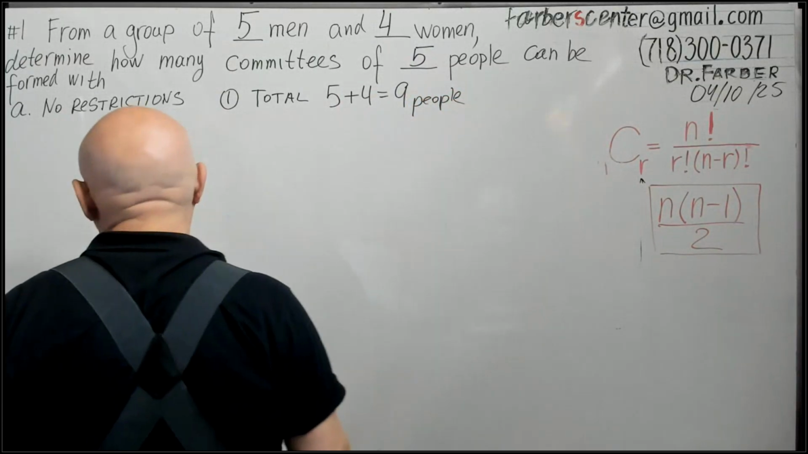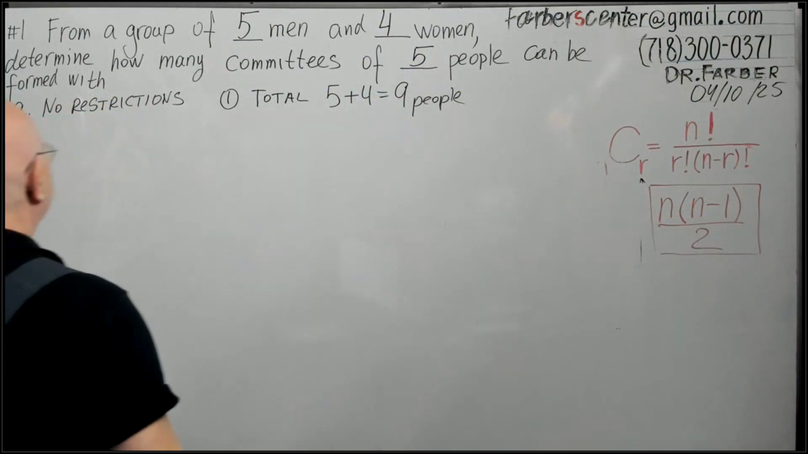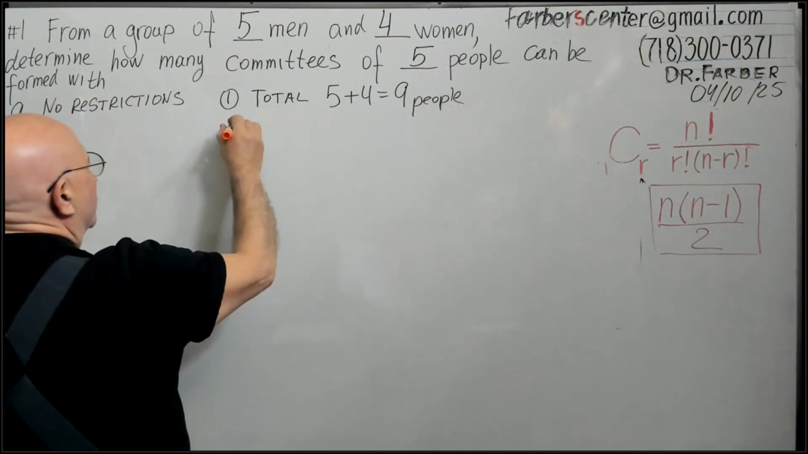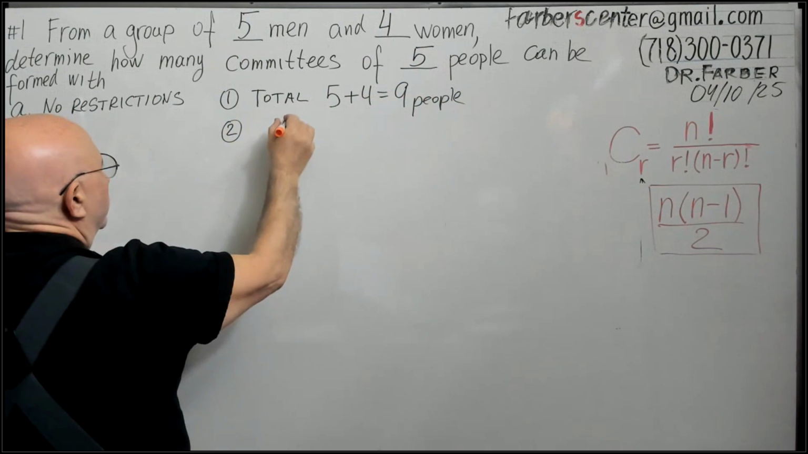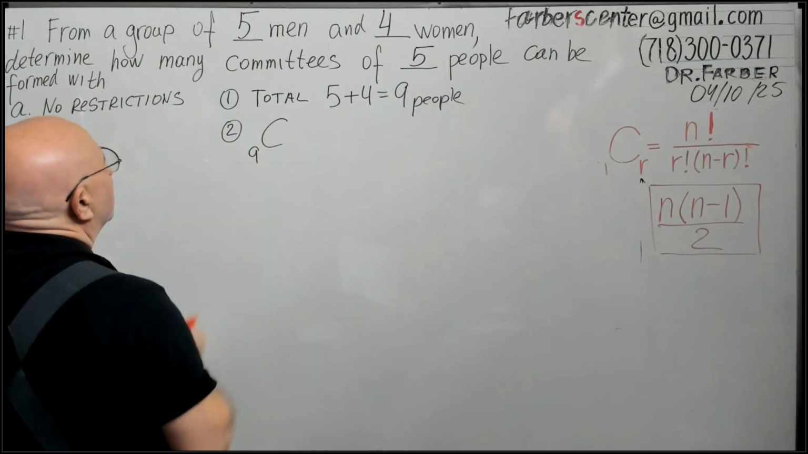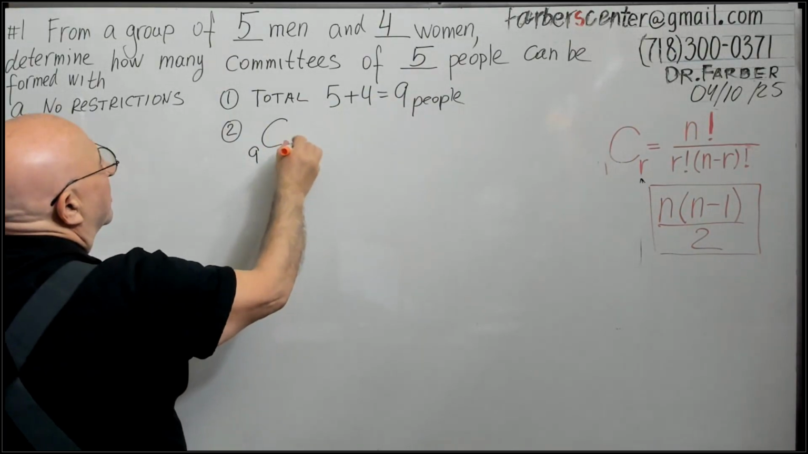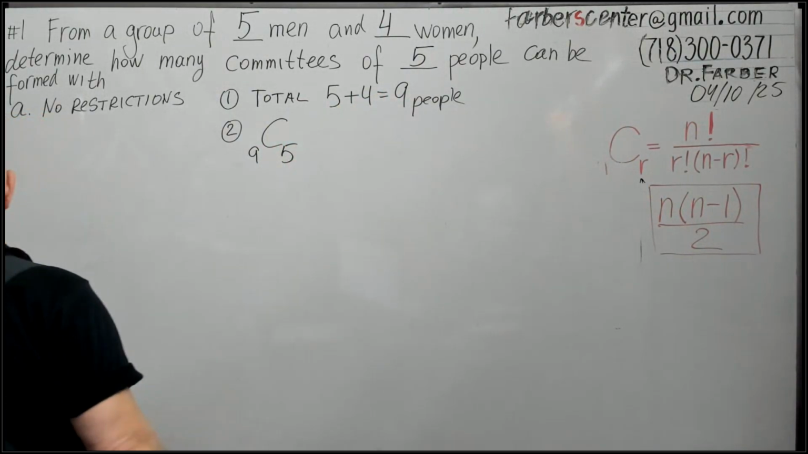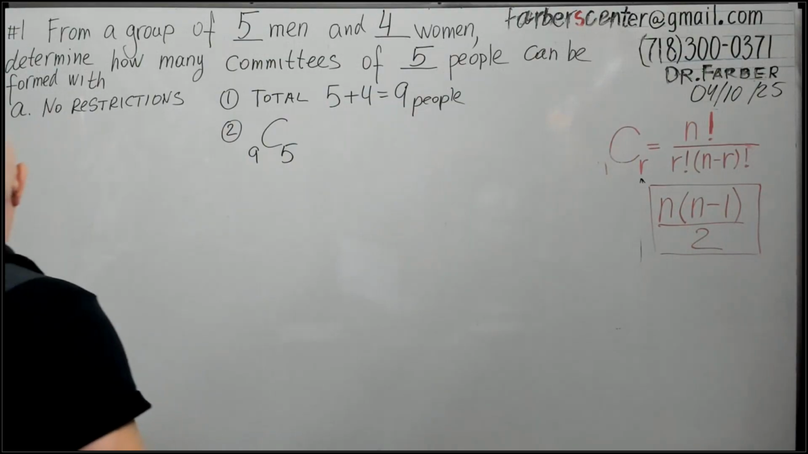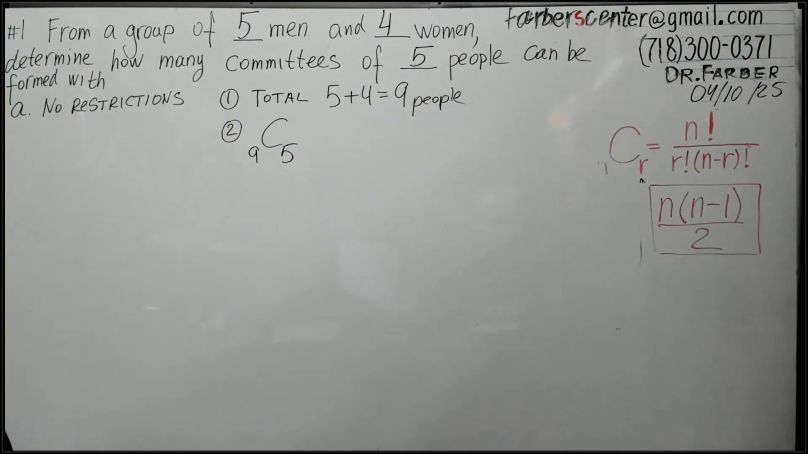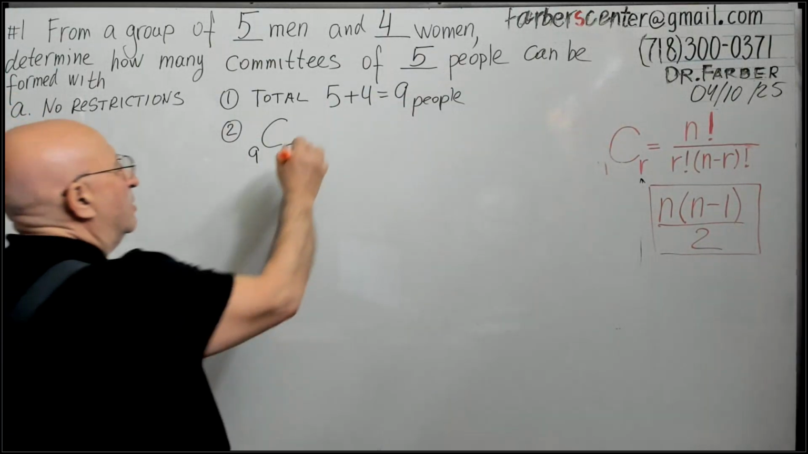And they said no restrictions. So no extra business rule. C of 9, choose 5. Why? Because we have 5 people in committee. Okay. Any questions? And now you know how to do this.